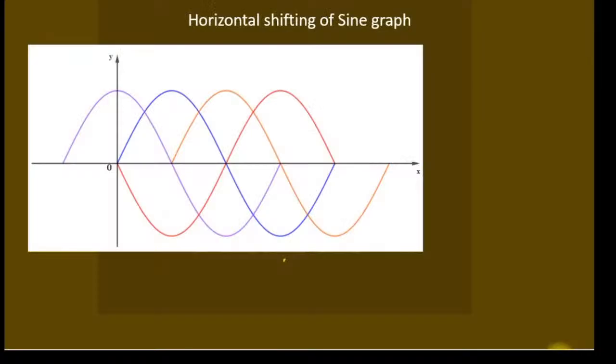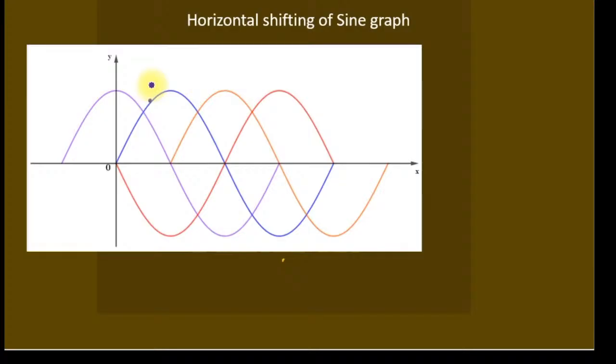Welcome back. We're on horizontal shifting of sine graph. It's possible you might be given a graph of a sine function and you're asked to find the exact function. So the function will be within these 4 graphs. So the parent graph is the blue one.